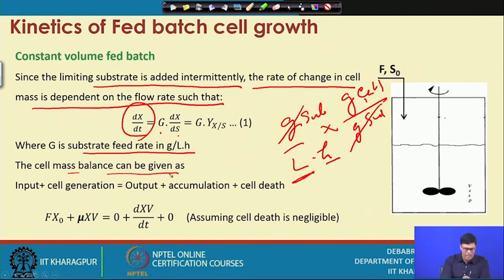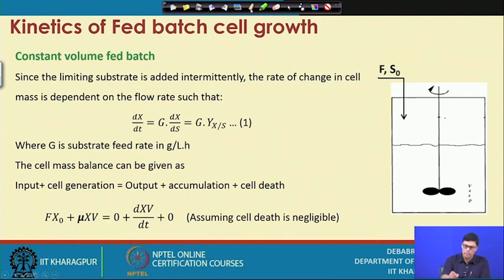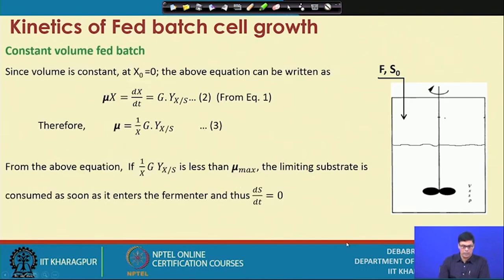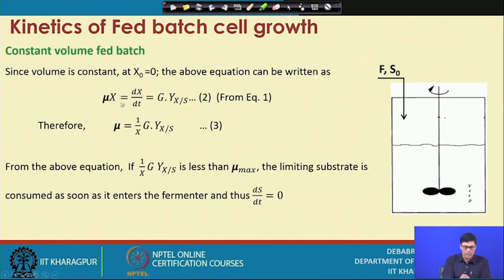Now, the cell mass balance can be written, as we have already shown several times. The rate of input plus cell generation equals the rate of output, accumulation and cell death. Here we can write F into x0, then this is the rate of cell mass growth, the output is totally 0, and this is the accumulation of the cells, and we assume no cell death. If we assume the volume is constant, and x0 tends to 0, then the above equation may be written as mu x equals dx by dt equals G into Y x by s.